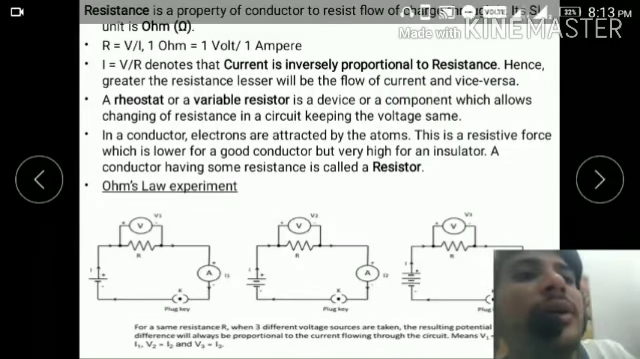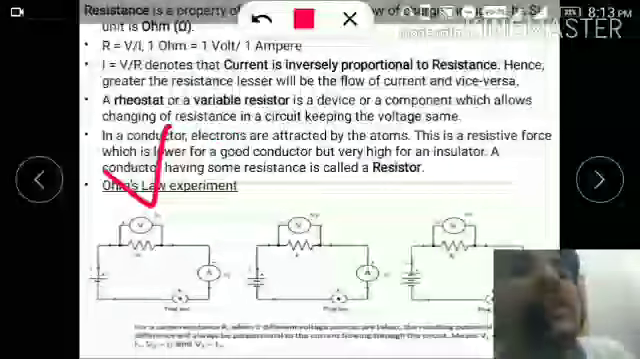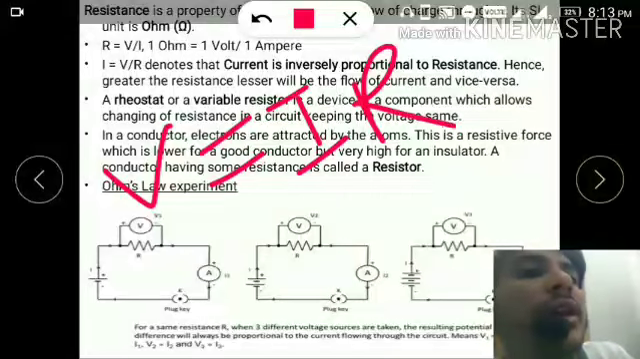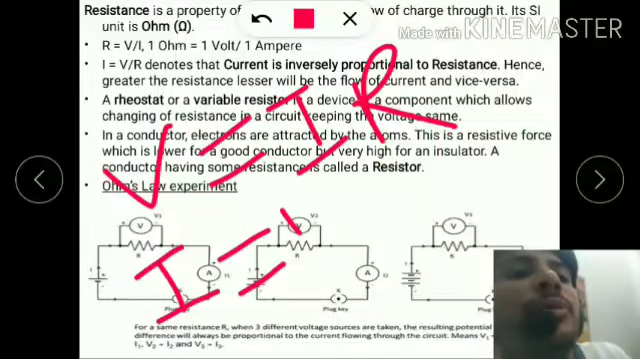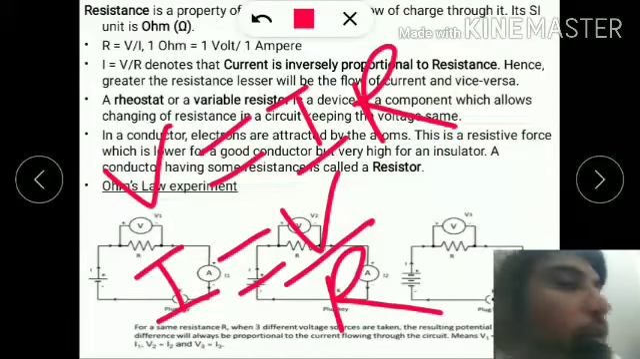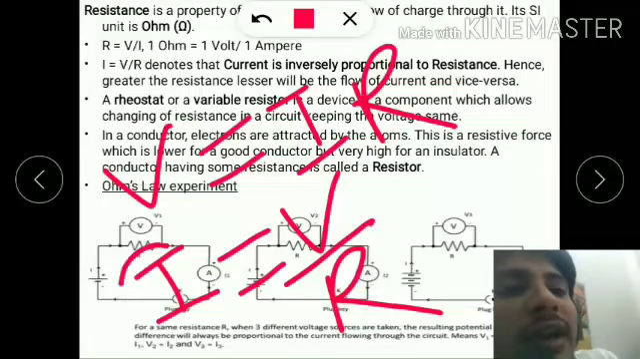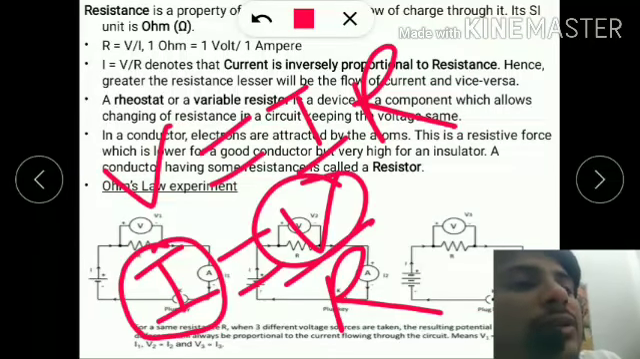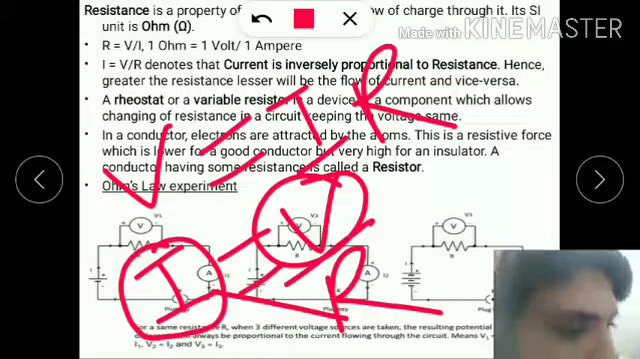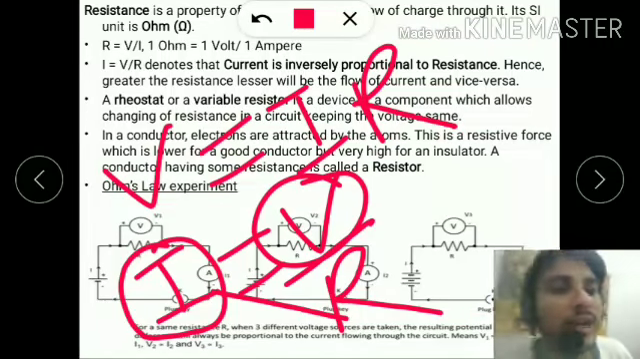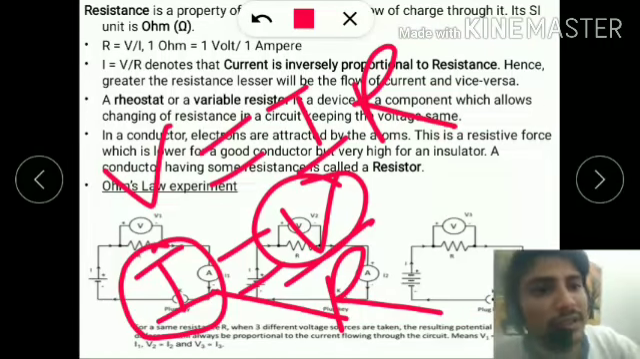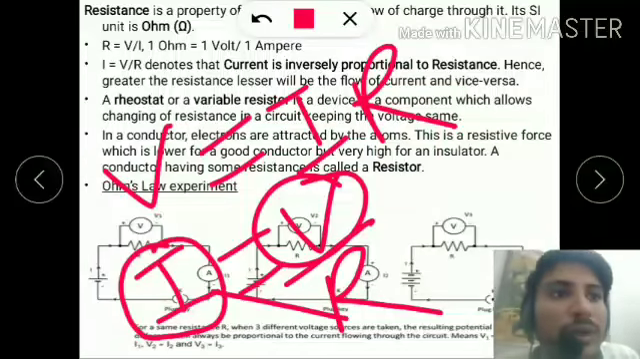V is equal to IR, then I is equal to V upon R. I is equal to V upon R means I is directly proportional to voltage, the potential difference, and inversely proportional to resistance. When resistance decreases, the flow of current increases. When resistance increases, the flow of current decreases.